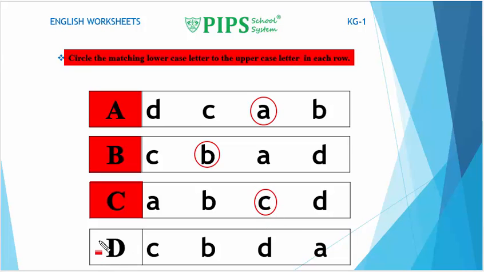The next letter is D. This is the uppercase letter D. Let's see where is the lowercase letter D. Here is the lowercase letter D. Now students, we will circle it like this.